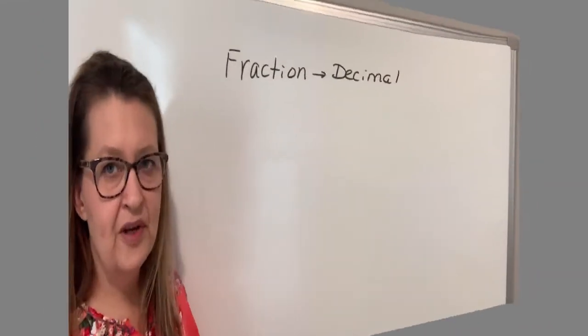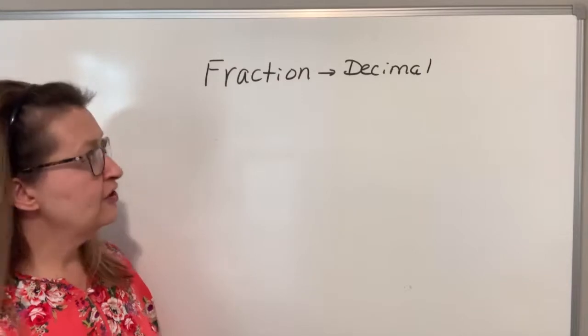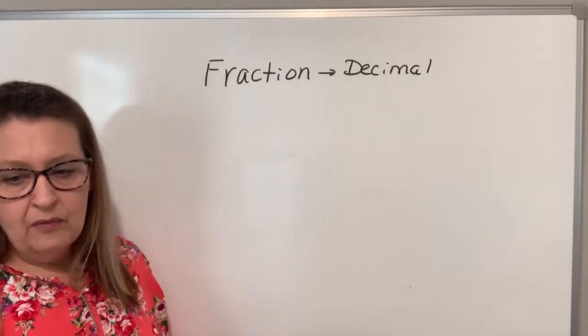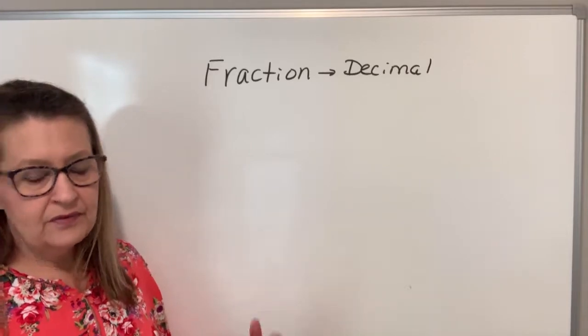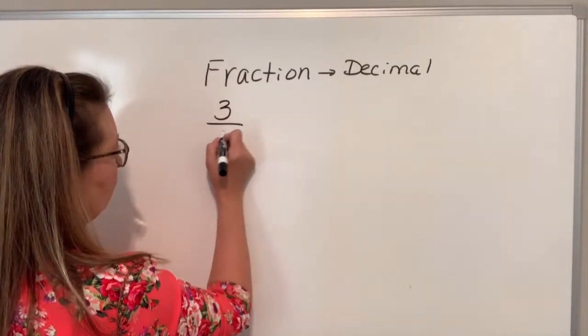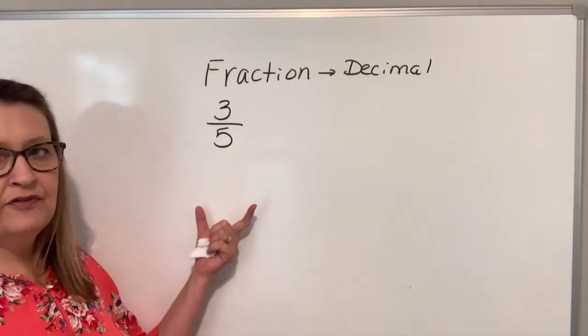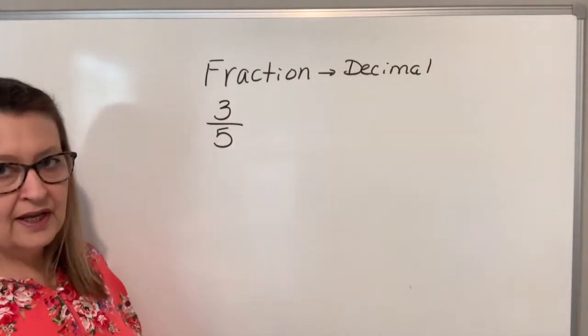Okay, situation number 3, going from fraction to decimal. The rule on this is you just divide the numerator by the denominator. So let's get a problem. Here's a fraction, 3/5, and I want to change it to a decimal.